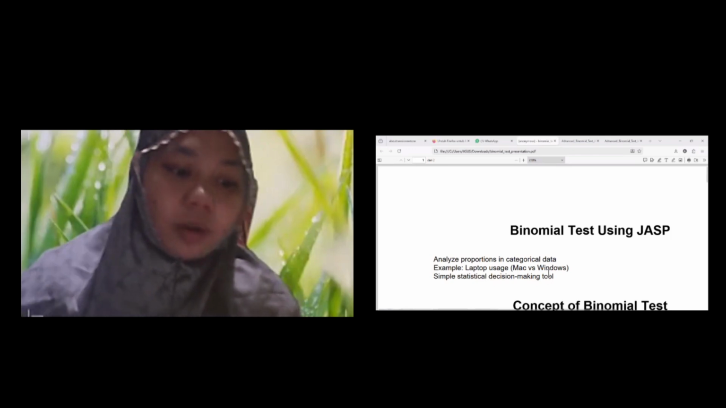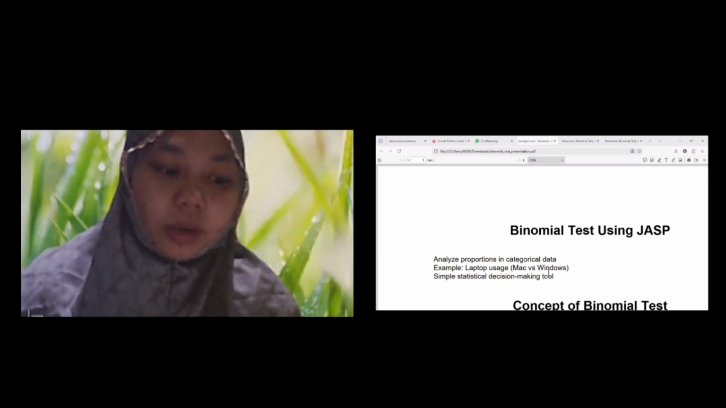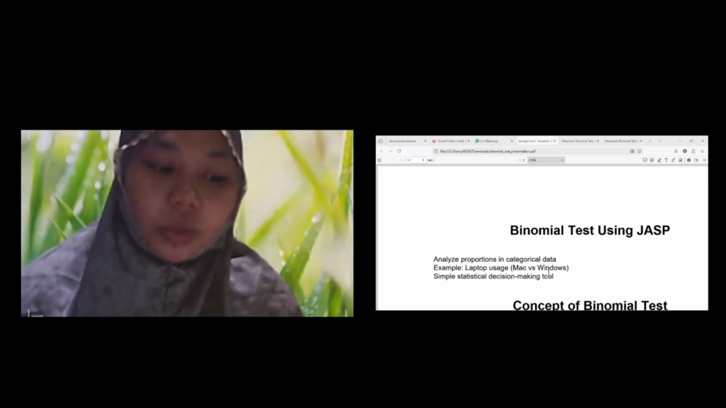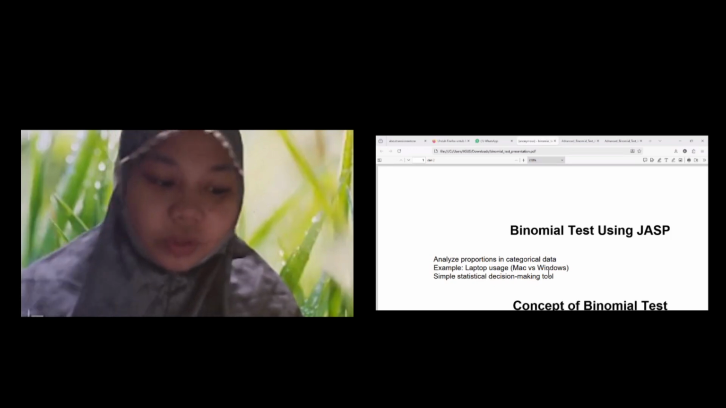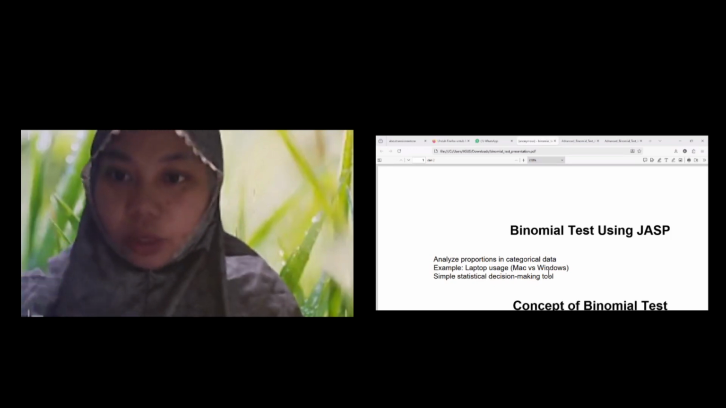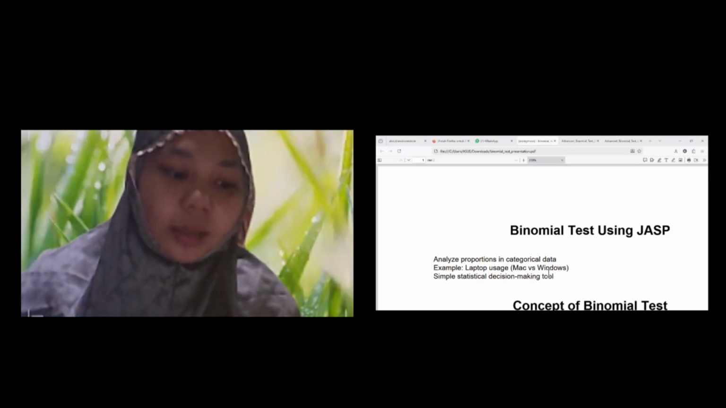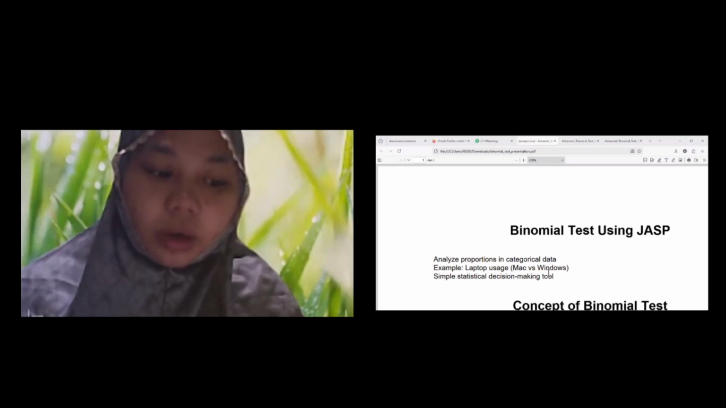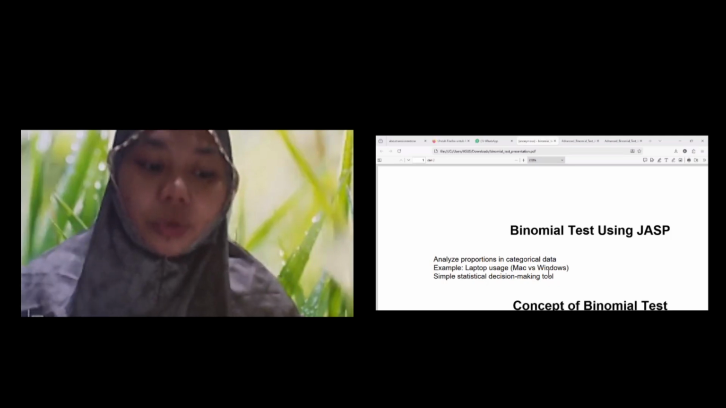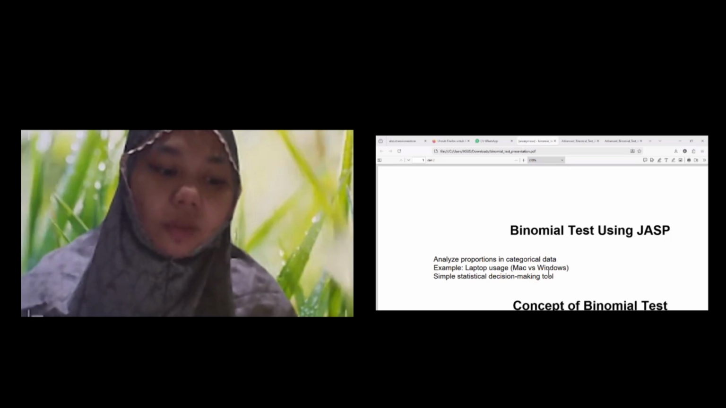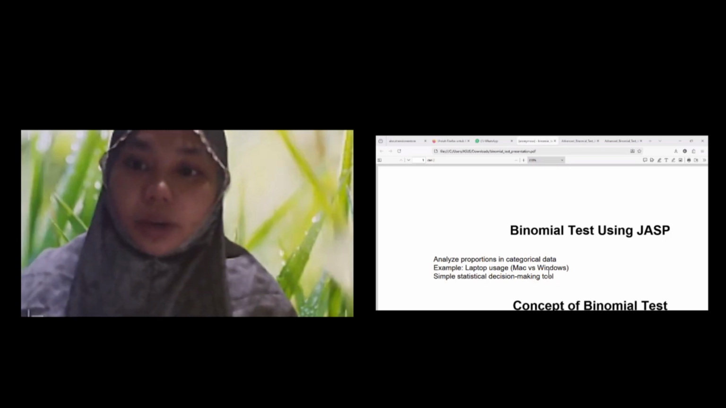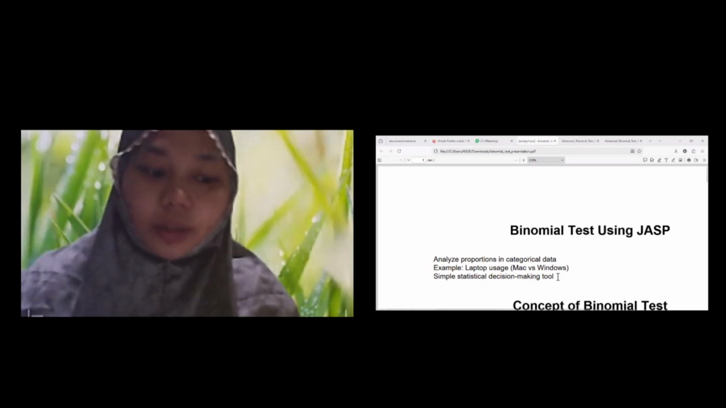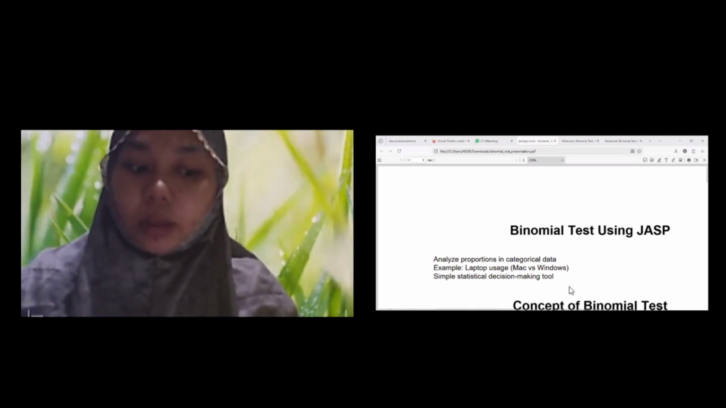A binomial test is used to analyze proportions in data that only has two categories. In this case, the example is laptop use, specifically Macs and Windows. This topic is important because it helps us understand whether the data we observe is similar to what we expect, or if there is a significant difference. In this presentation, I will show how this test works in a simple, practical way.